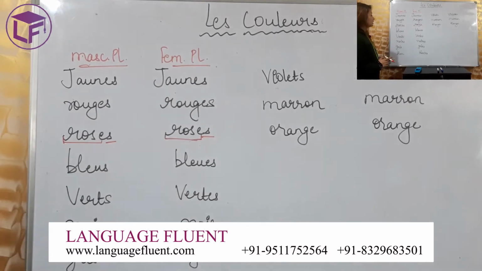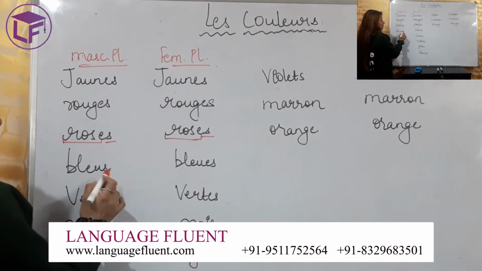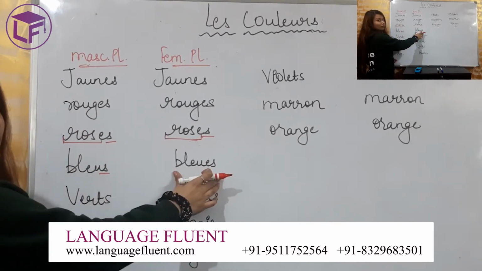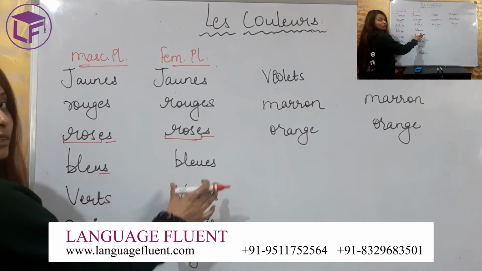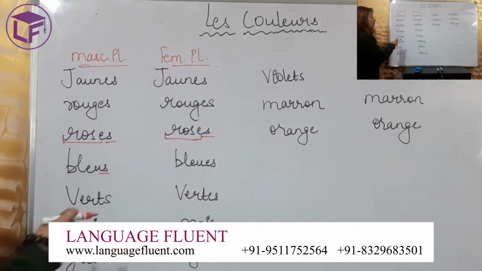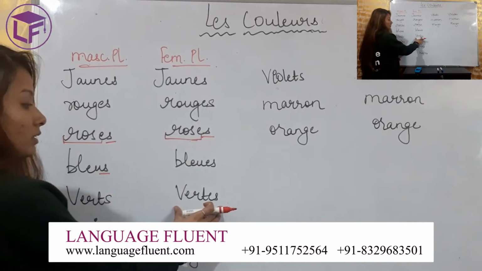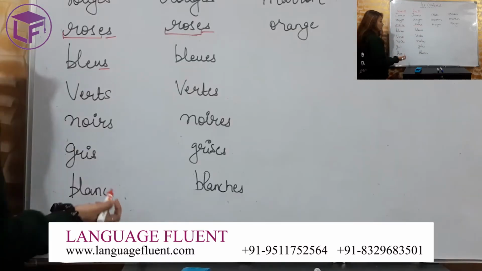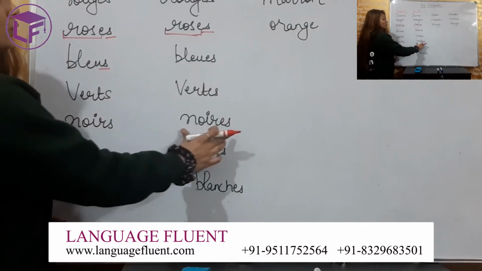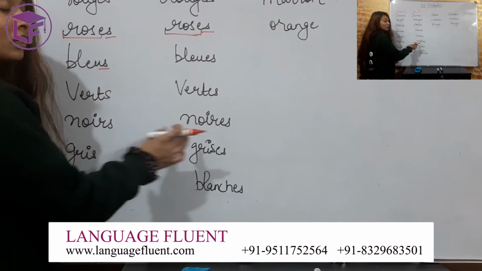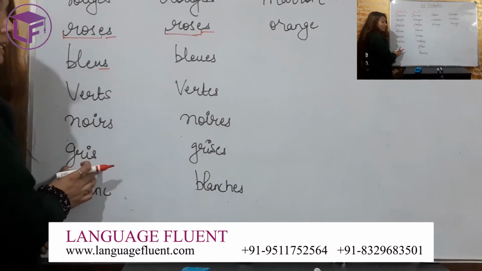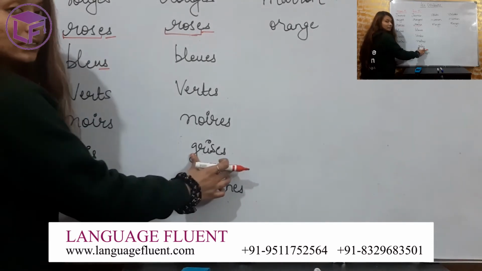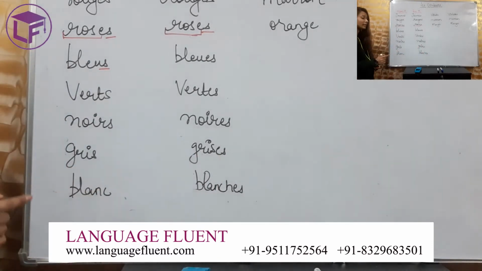Yes, bleu. This is the masculine plural, bleu. No changes in pronunciation. Vert. Here also no changes in pronunciation. Noir. Gris. Grise. Gris. Grise. Yeah, so this is gray color.